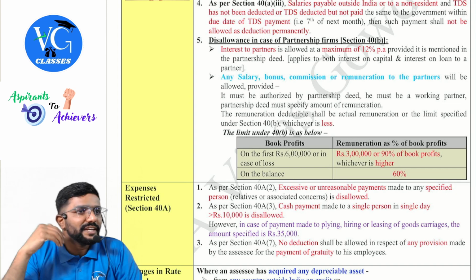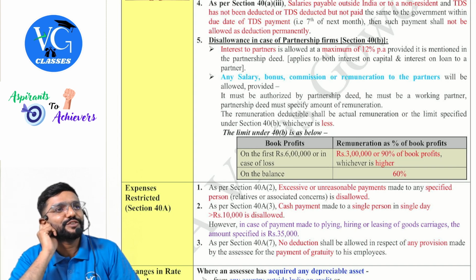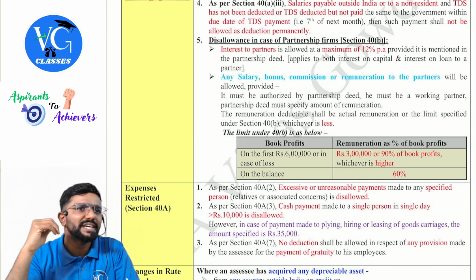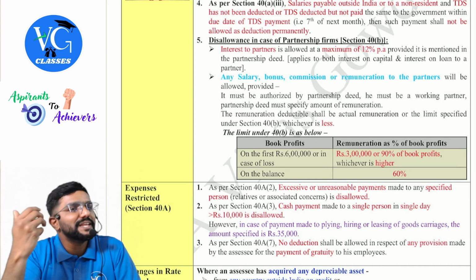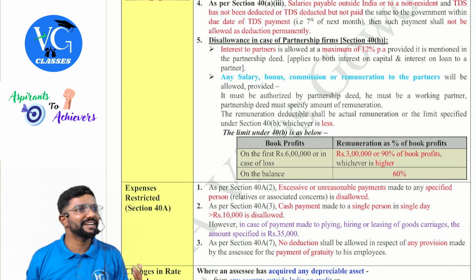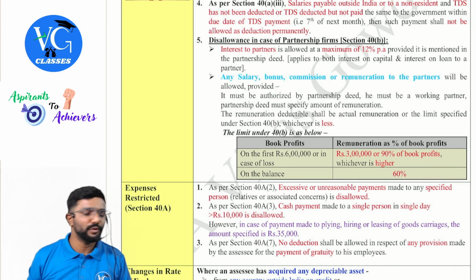Now, sir, the deed says interest on capital is 15%. How much can the partnership firm claim? Only 12%, maximum 12%. Sir, the deed itself says 8%. How much can the firm claim? 8%. And interest is allowed for any partner, working or sleeping, whatever, because they have invested capital. For that, interest is allowed.